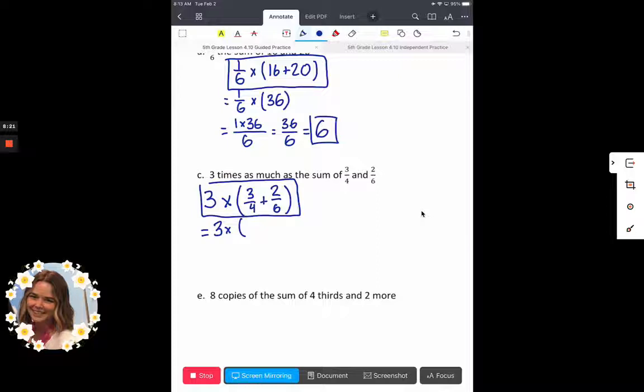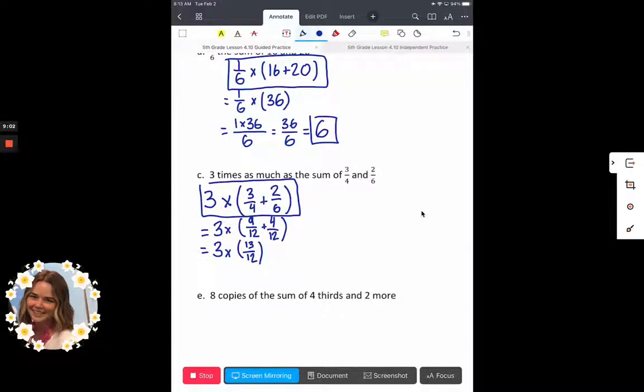So just like we have always done with adding and subtracting fractions, I'm going to turn these two fractions into equivalent fractions with a common denominator. I'm going to choose 12 as my common denominator, so I'm going to multiply 3/4, both of those numbers, by 3, and I get 9/12 plus 2/6. I'm going to multiply both of those numbers by 2 and get 4/12. So I'm going to add those together, and I end up with 3 times 13/12.